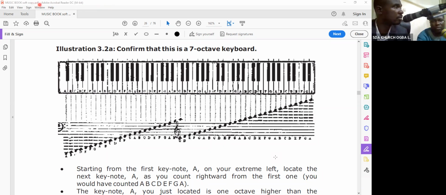Please come. Normally it's supposed to have appeared here, the tab. I can't find the tab here.